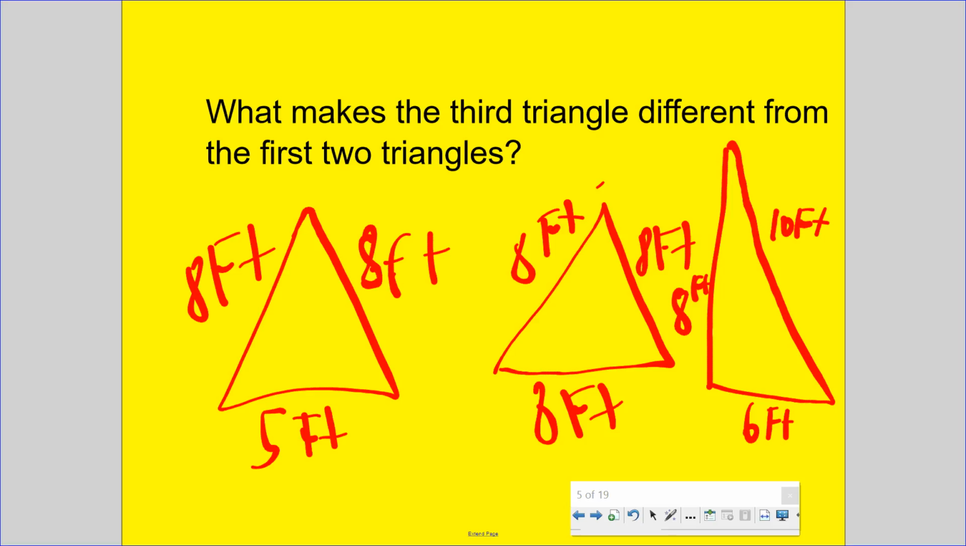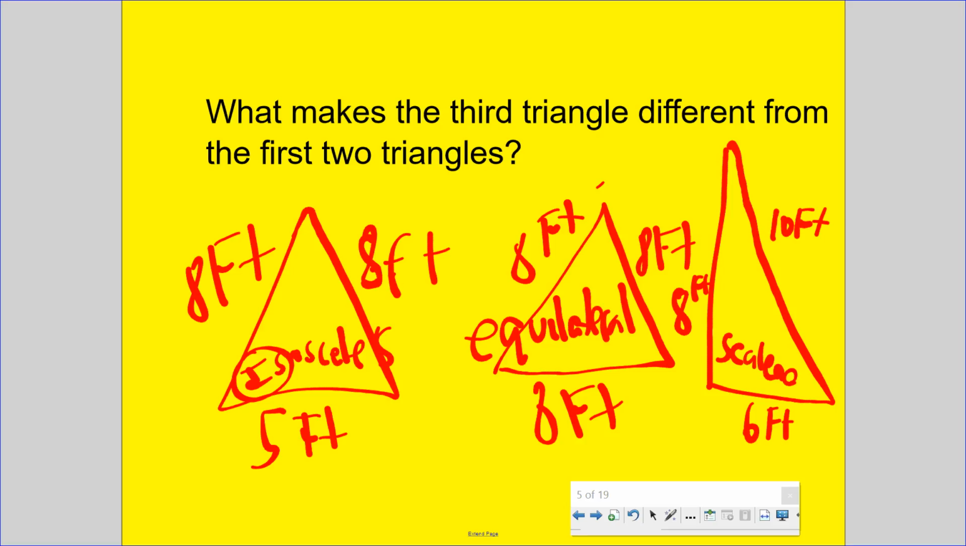So this triangle is different from the other 3 because all the distances are different. All the players are at different distances from each other, so that would be called a scalene. If 2 of the distances are the same, it is called isosceles. The way I memorize it is eyes. How many eyes do you have? 2 of them. These are all equal distance from each other, so it's called equilateral. And this one, everybody is different, so it's called scalene. Let me spell it better. Scalene.